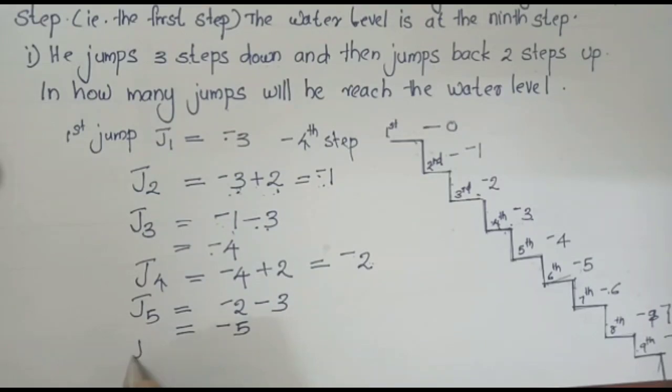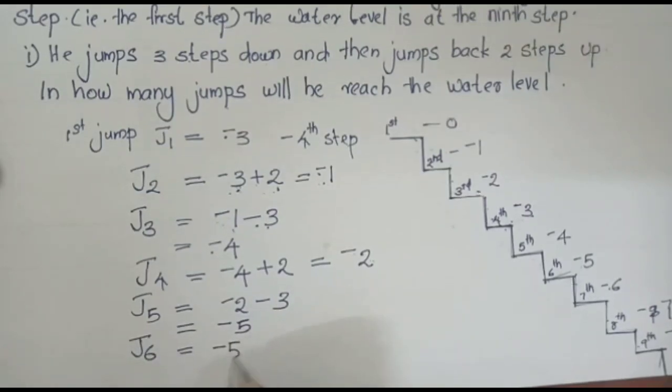So again he jumps. J6 is -5. Here we took -3. Now he jumps up 2 steps. So -5 plus 2 equal to, -5 plus 2 is 1 negative number and 1 positive number. So we will put the sign of the larger number, which is 5, so negative, and we will take the difference of 5 and 2, which is 3, so -3.